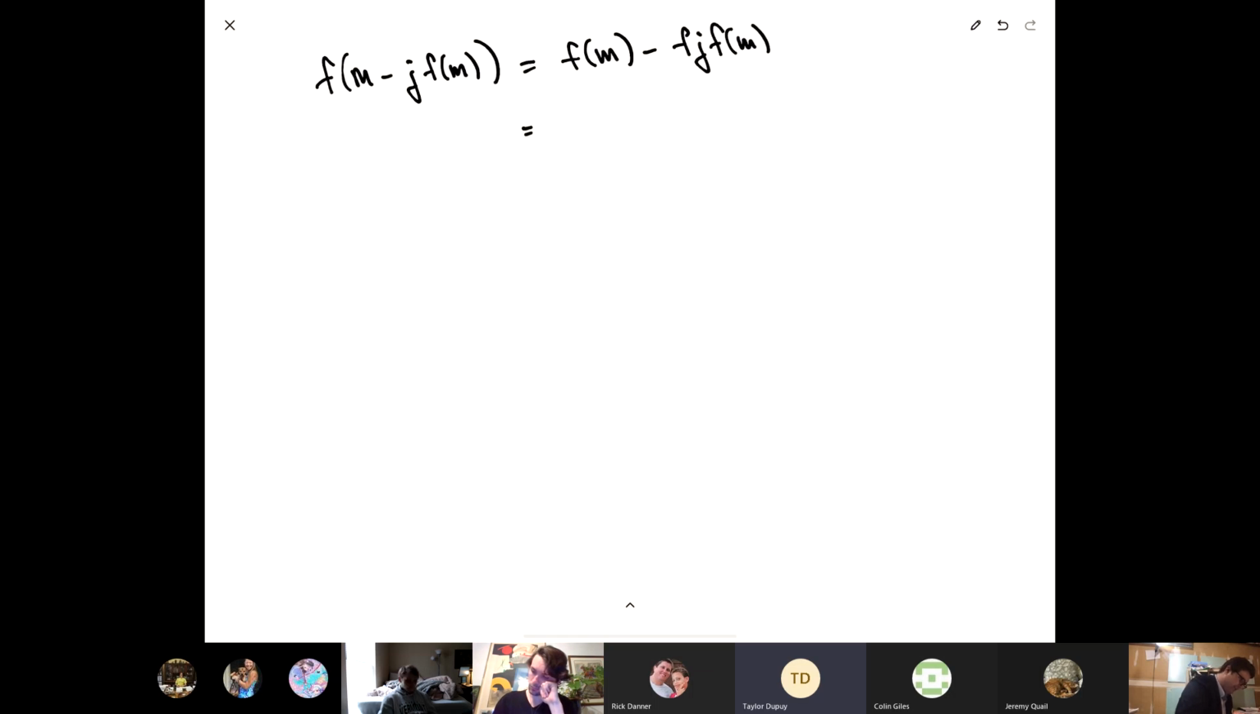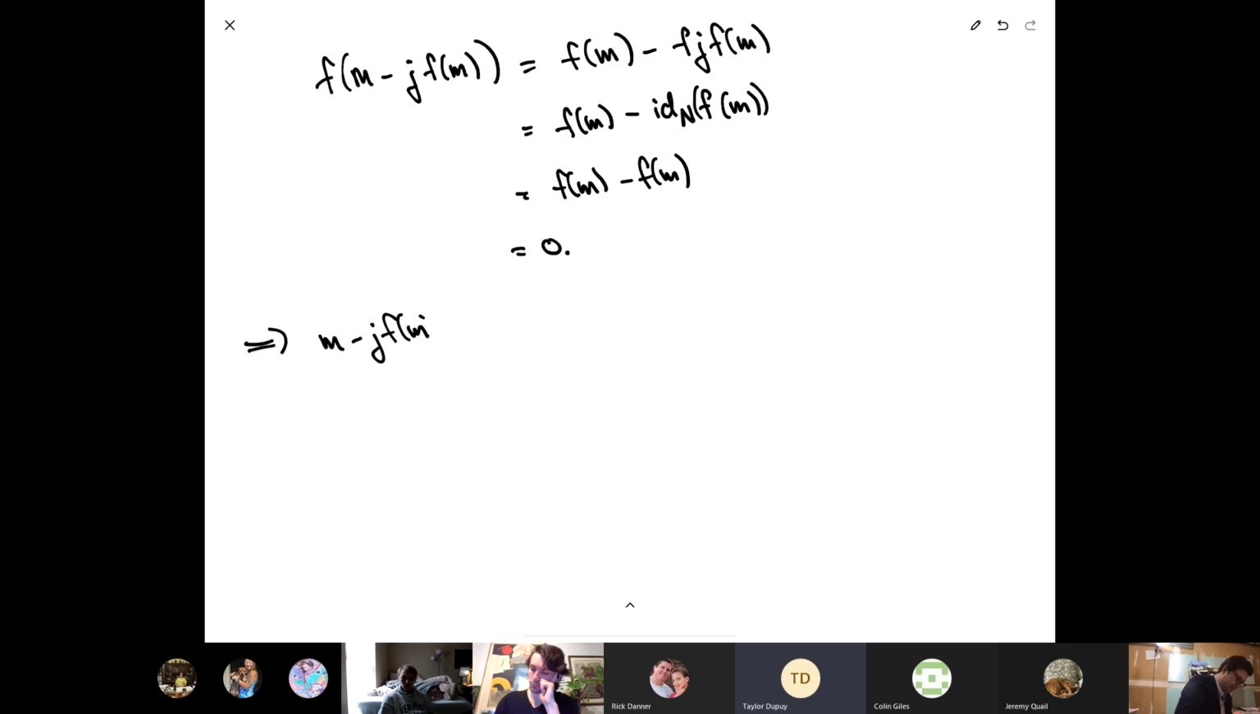But jf is really the identity. This is the identity on n composed with f of m. So we're really doing this. And so this is f of m minus f of m, which is 0. So this proves that m minus jf of m is in the kernel, and we're done.